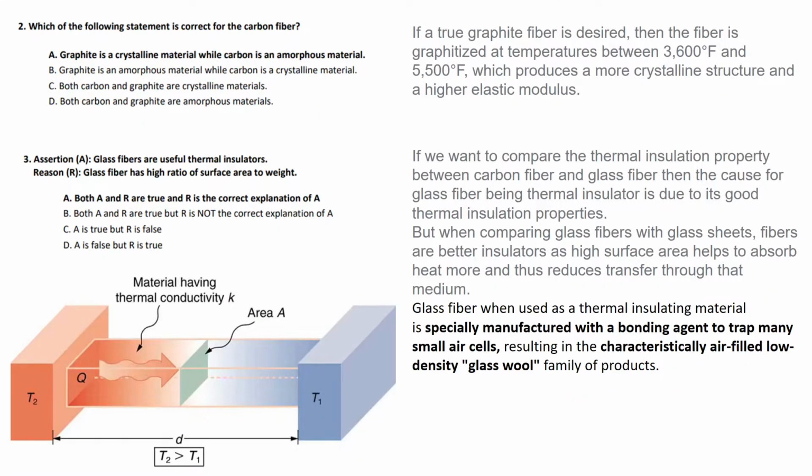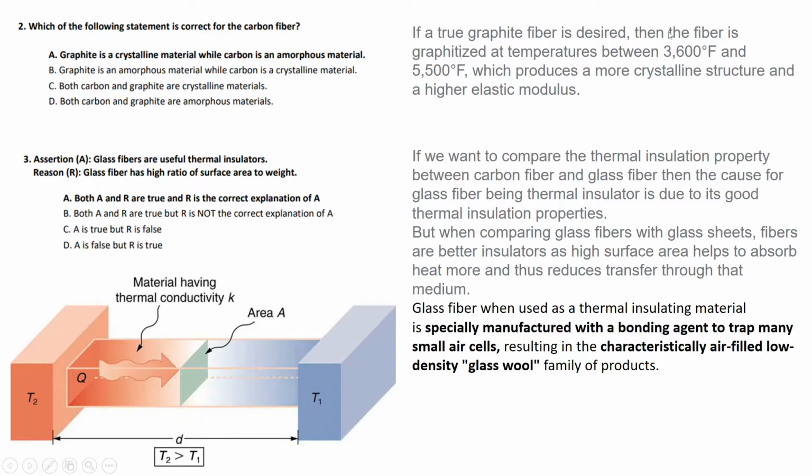So the second question was whether the statement is correct. We already know that graphite is around 99.99% pure carbon. Graphite fiber is almost 100% carbon, while carbon fiber is around 90 to 95% carbon. So when we compare these two, the percentage of carbon in graphite fibers is very high as it's a highly pure substance. Therefore, graphite is crystalline in nature while carbon fiber is amorphous. So the first statement is correct.